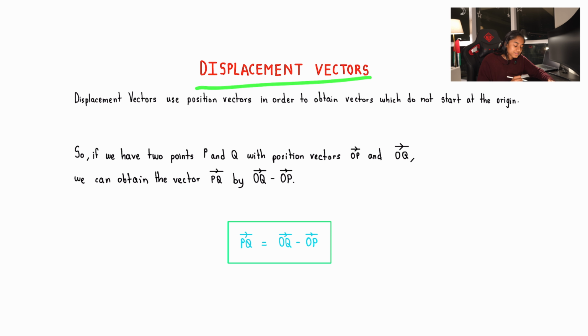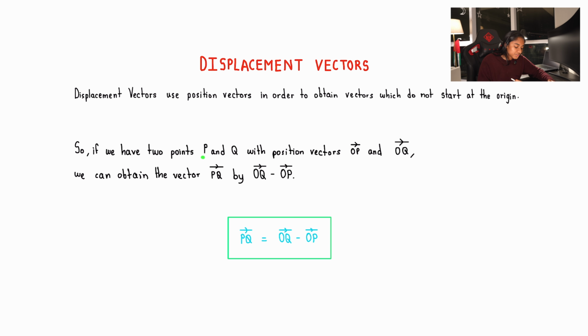This is where we could use displacement vectors, use position vectors to be able to find it. So if we have 2 points, P and Q, with their position vectors being OP and OQ respectively, we can obtain the vector PQ by using this rule. So PQ, we could find this by using the position vectors of P and Q. So PQ is equal to OQ minus, and remember this is a minus, not a plus, OP. So these position vectors, right?